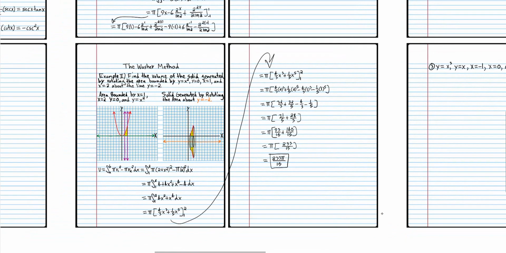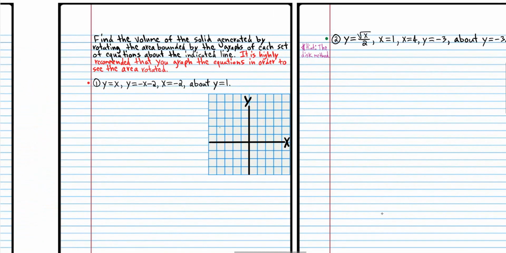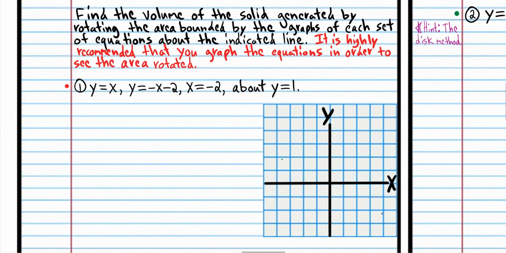All right. So let's do a problem set here. We'll do one more together before you try one on your own. We're going to find the volume of the solids generated by rotating each area bounded by the graphs of the sets of equations about the indicated line. So you see how it says about y equals 1. That means we're rotating about y equals 1.